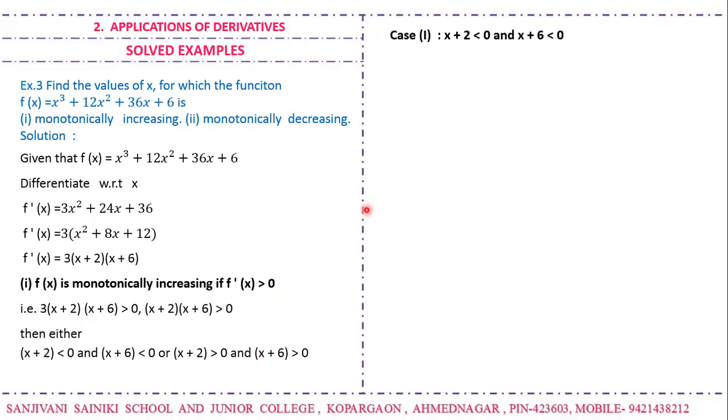So we'll go for the first case: x plus 2 is less than 0 and x plus 6 is less than 0. We have to find the proper x. Now how to find it? I will show you graphically. This is your real line.